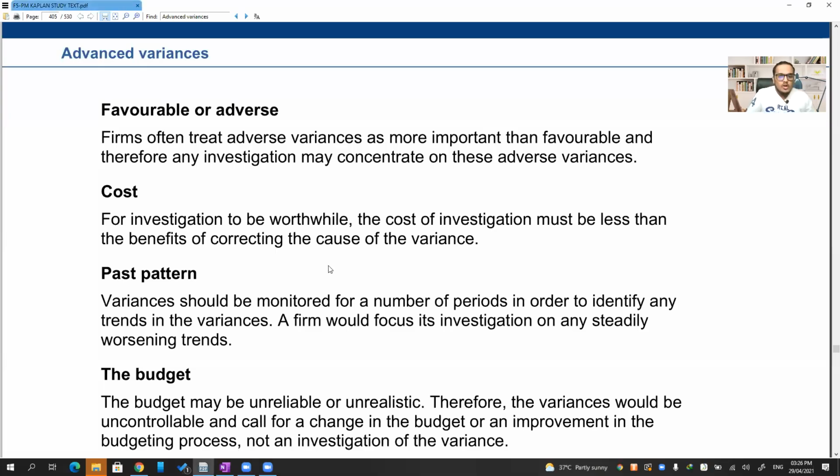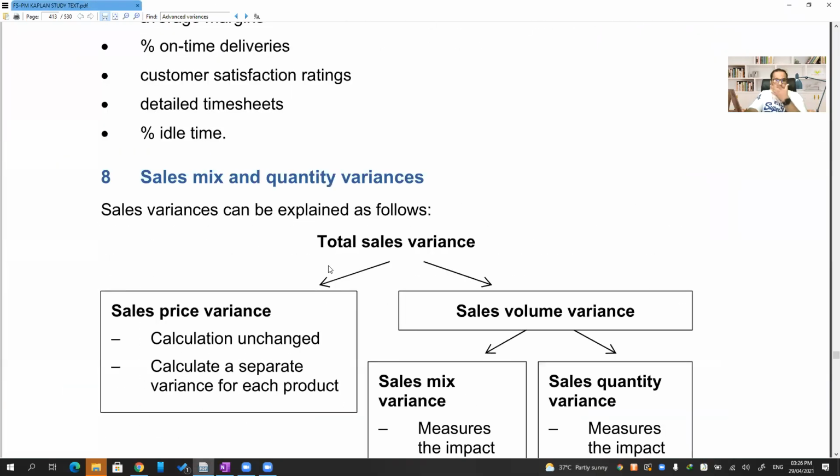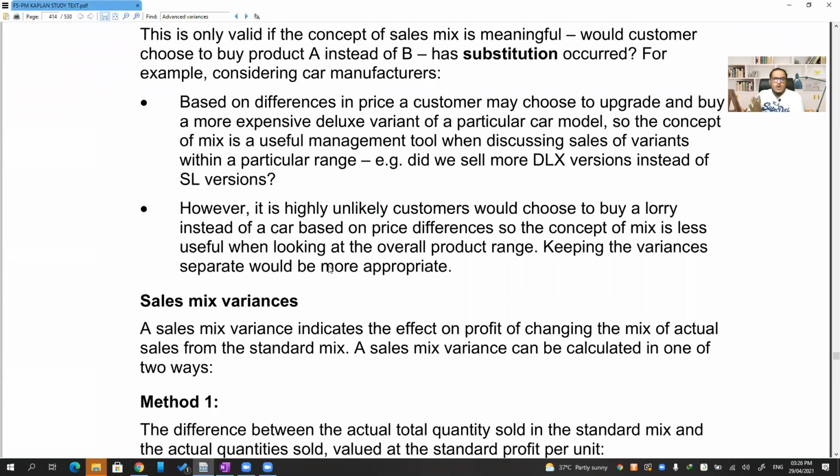Okay. So moving on to the next part. We are done with the basic variances. Moving on to the last and final topic in this particular discussion, that is the mixed variances. I'll only explain one mixed variance. The rest of the mixes you have to do.